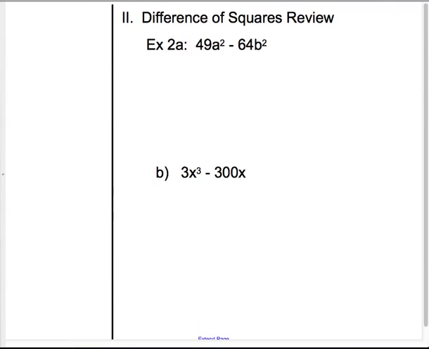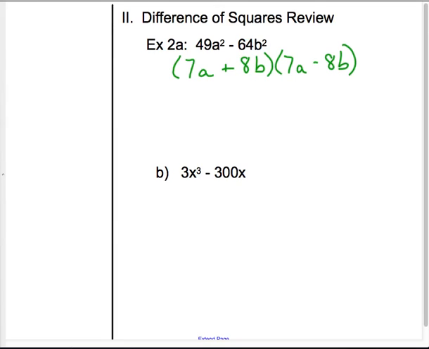Difference of squares review. So this was one of those formulas that we just saw. So on this one, 49 is a perfect square, 64 is a perfect square, and so are a squared and b squared. So we've got the square root of 49, the square root of a squared, plus the square root of 64, the square root of b squared, and then we repeat, only the sign becomes opposite.